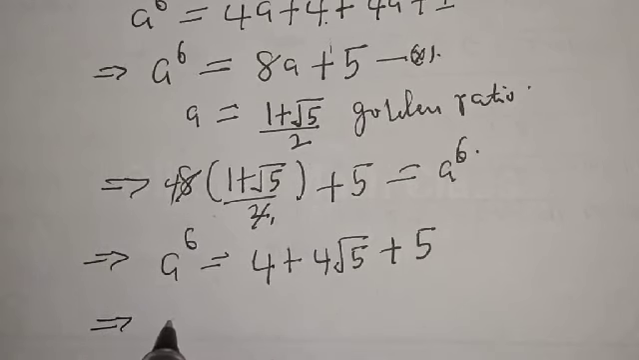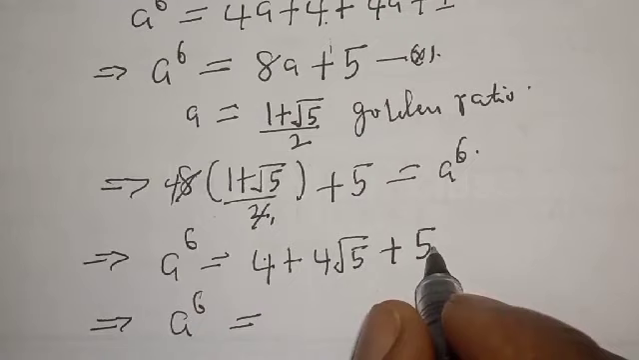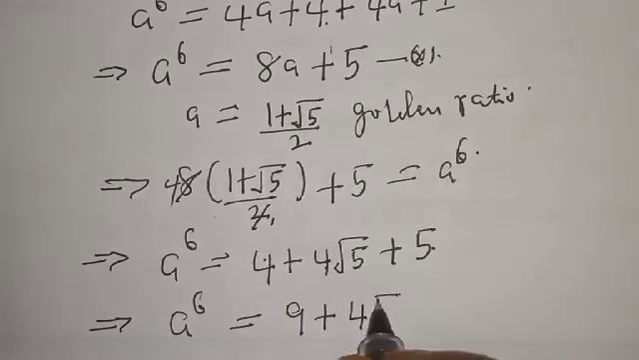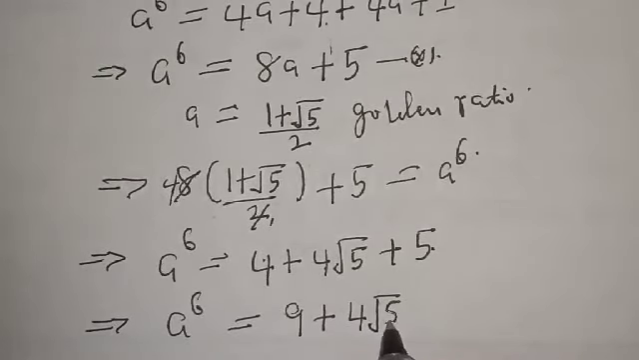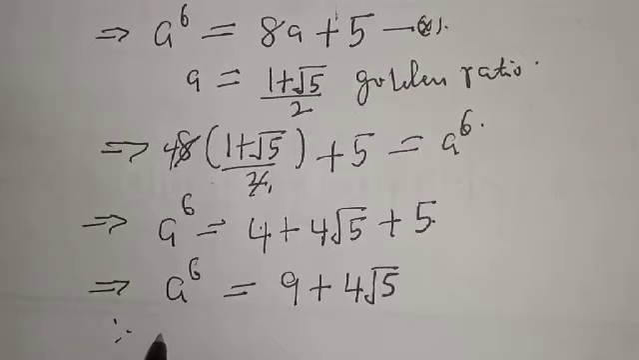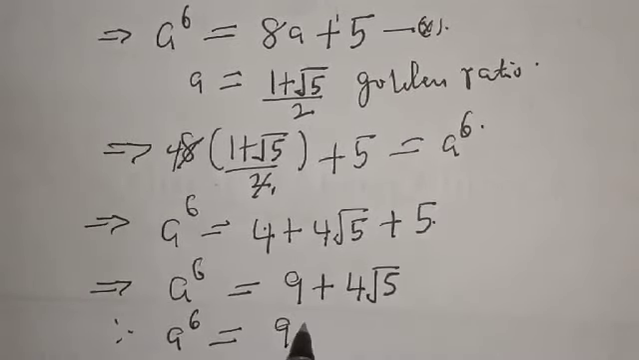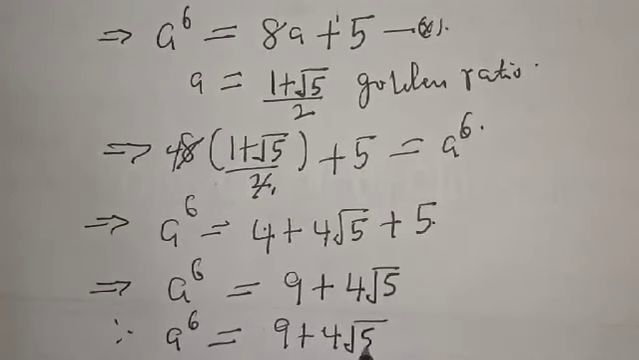Now, this implies that we have a raised to power 6 is equal to, here is 4 and here is 5. 4 plus 5, we have 9 plus, this is 4 root 5. Therefore, a raised to power 6 is equal to 9 plus 4 root 5.